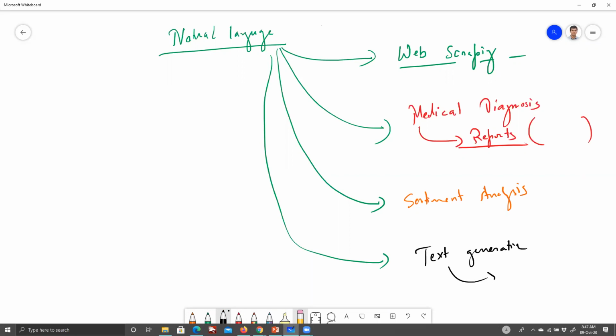This is also important for chatbots. If you truly want to make an intelligent chatbot, you will require text generation. Without that, it is almost impossible.